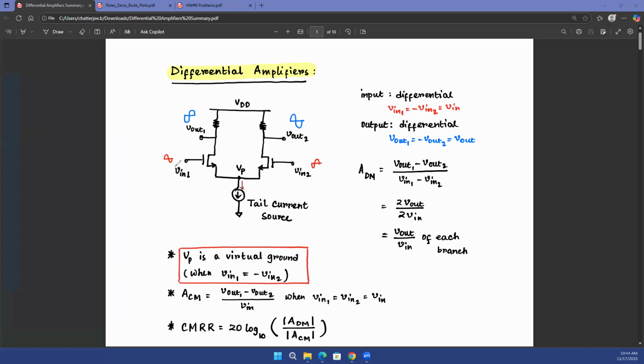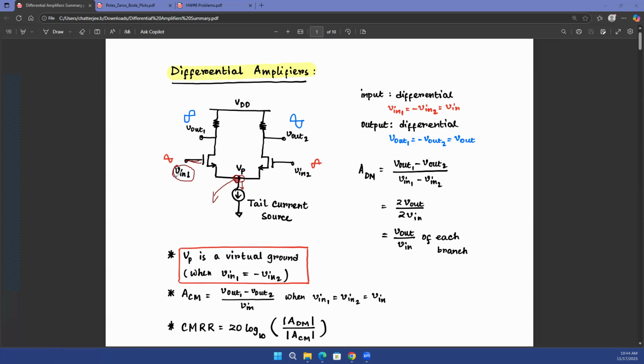Also, we have seen that if V1 is this positive half cycle first and then a negative half cycle, and V2 is exactly opposite of that, consider the point VP. The voltage at VP will be a linear superposition of the source-followed voltage of V1. If V1 is applied at the gate and your output is at the source, that configuration is called a source follower. And for a source follower in the ideal scenario, the gain is exactly equal to 1.